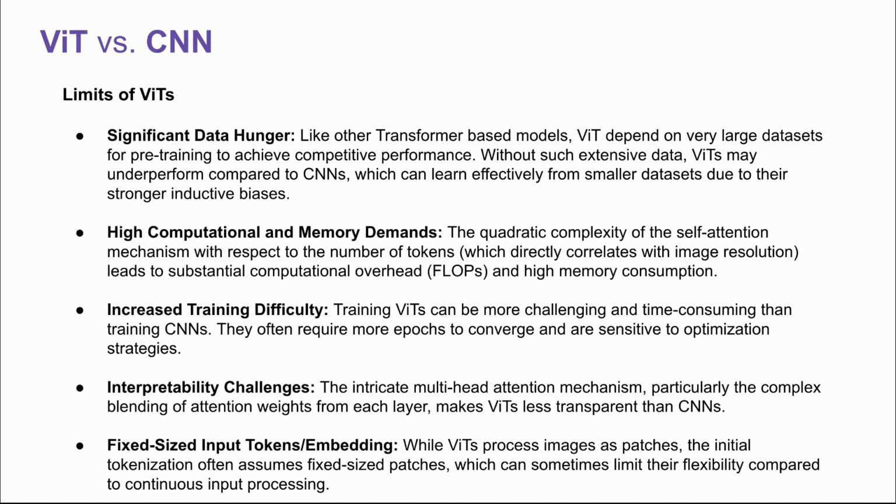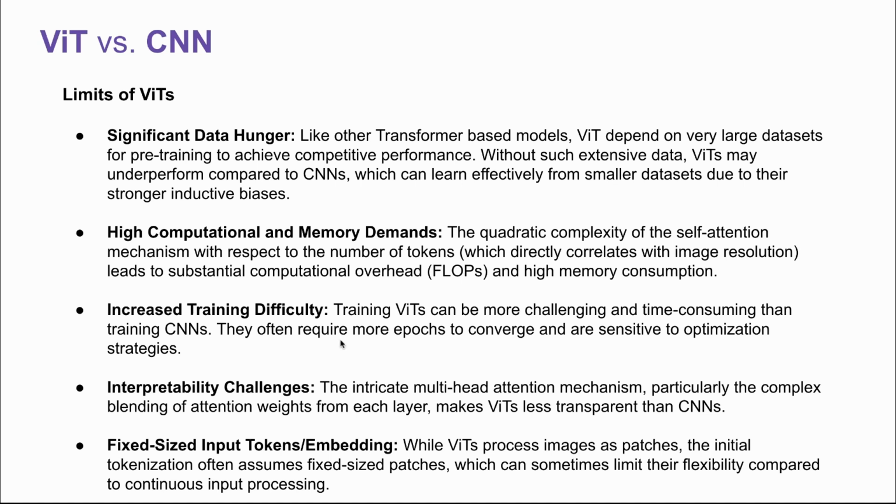The next one is related: high computational and memory demands. The quadratic complexity of the self-attention mechanism with respect to the number of tokens, which directly correlates with image resolution, leads to a substantial computational overhead and high memory consumption. This can be eased by, say, flash attention.